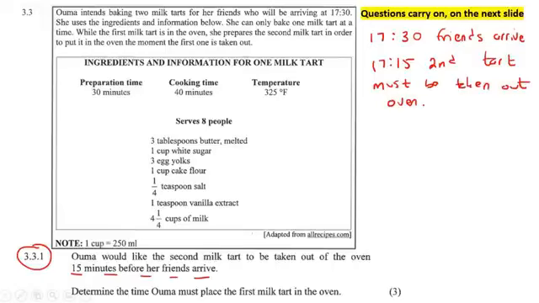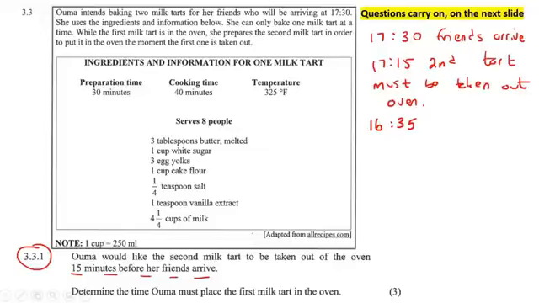Let's see. So what we can do now is we know that the cooking time is 40 minutes. So if we go 40 minutes before that, that'll take us to 16:35. You might just want to verify that with me. I'm just going to verify it as well. 16:35 plus 25 minutes would be 5 o'clock plus 50. Yeah. Okay.